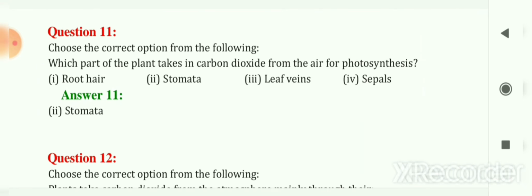The next question is choose the correct option from the following. Which part of the plant takes in carbon dioxide from the air for photosynthesis? Option first is root hair, second stomata, third leaf veins, or fourth sepals. So your answer will be stomata.